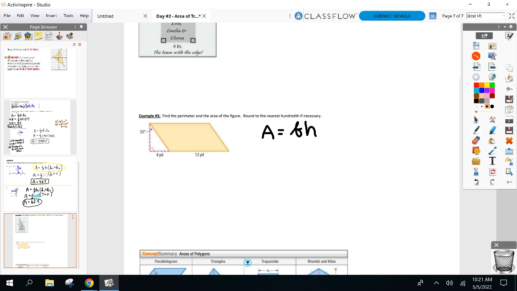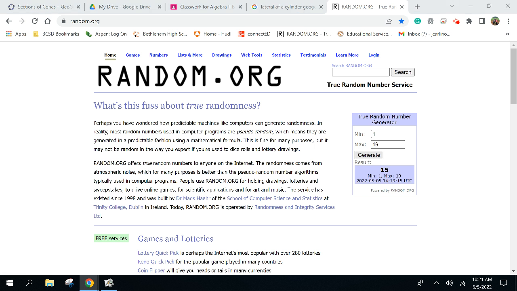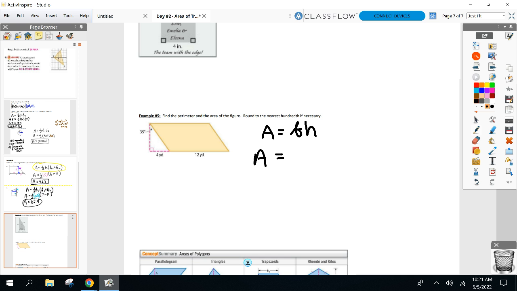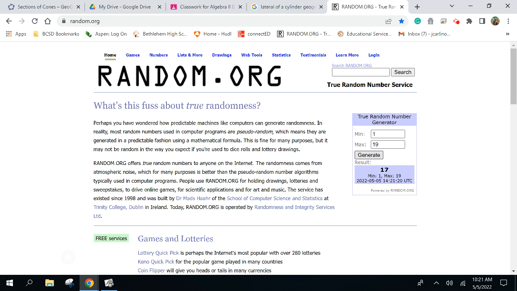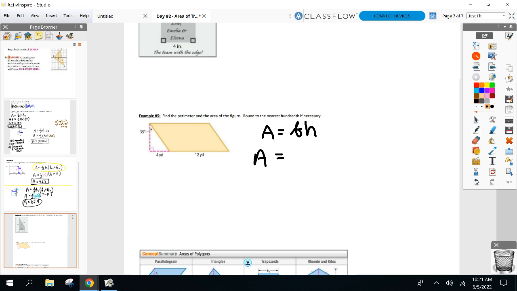I know we don't have the height, but can somebody at least tell me where the height's drawn to? A base of how long? Talk to me here. 17, what's the base here? Do we have one here today or no? One of the 17's not here. 12, where's the base? 12, look at that, convenient.